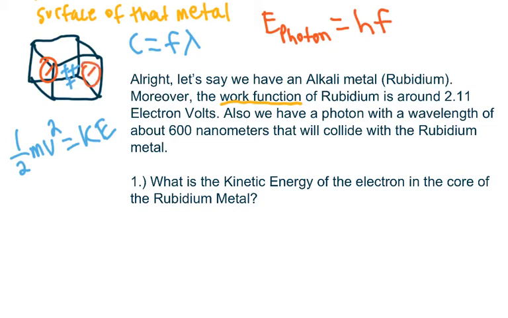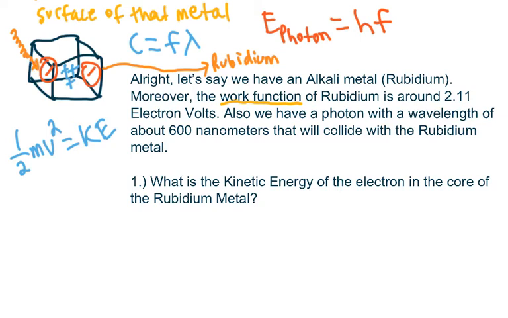Let's say a photon tries to come and invade the party. Let's draw it in dark orange. Photons coming, and this is our rubidium metal, so let me write that down. The photon comes and says, I want to take an electron with me, so I'm going to collide with you, rubidium. If the work function is less than the energy of the photon, then the electron will be freed and become a photoelectron.